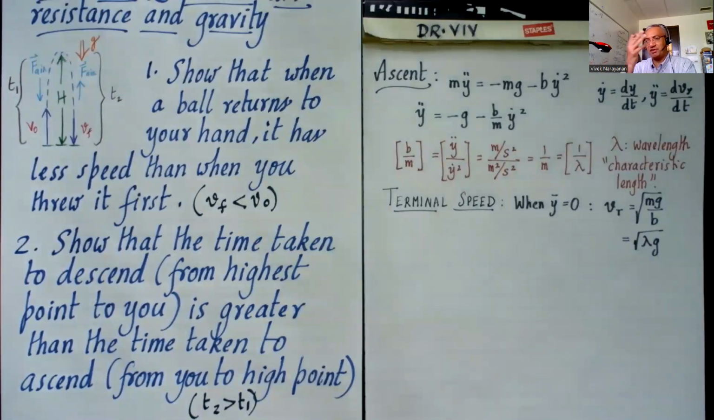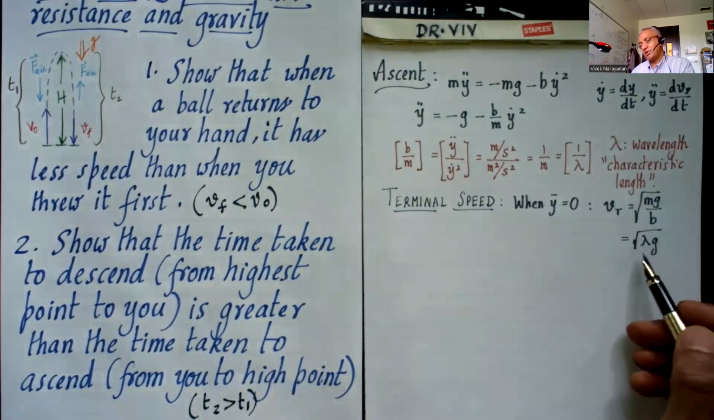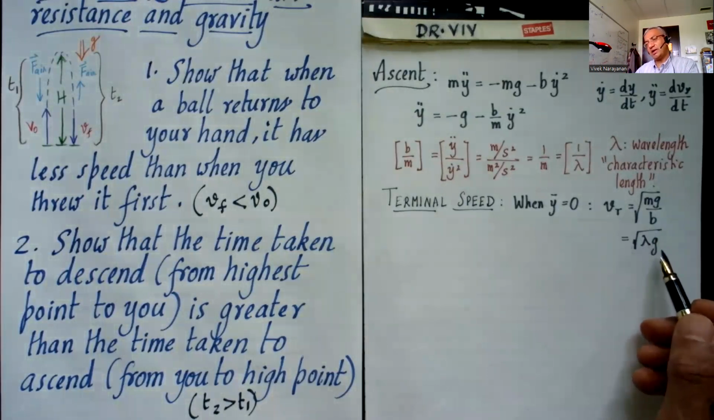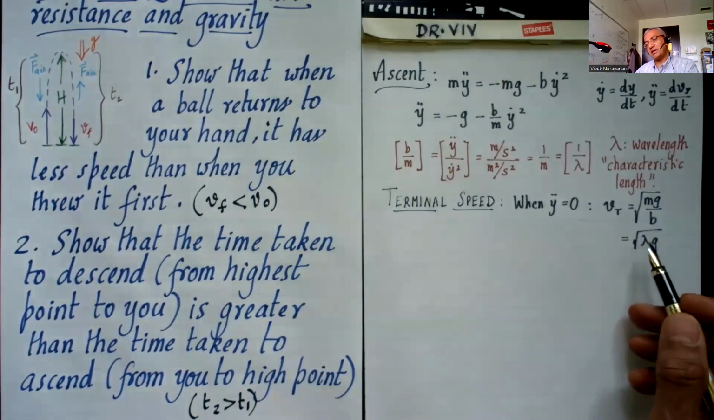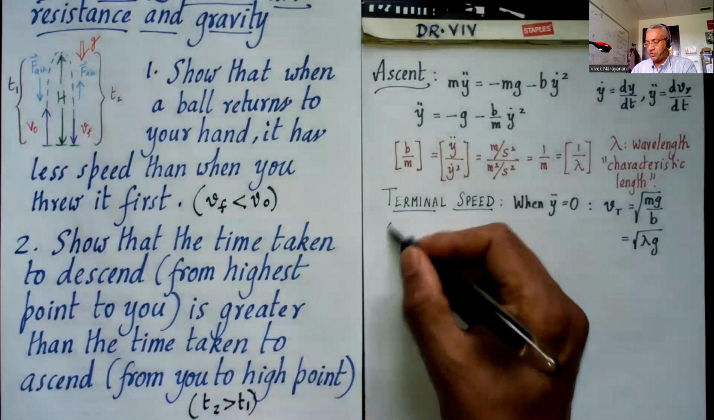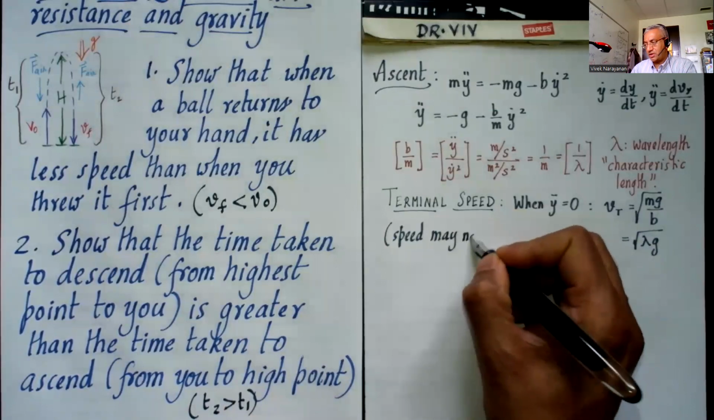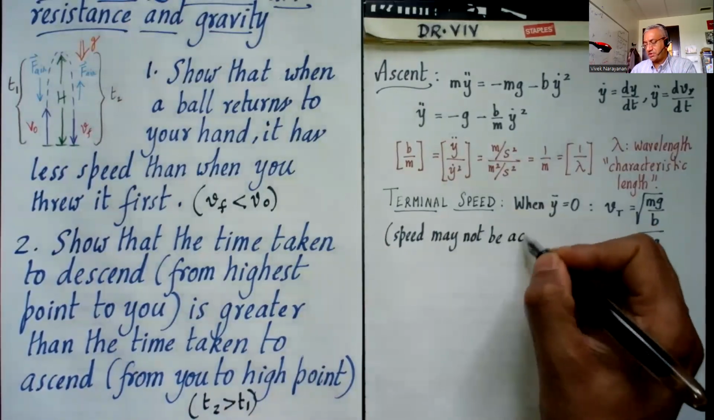So if you jump out of a plane without a parachute, 200 miles an hour, you don't go faster than that. That's very little consolation for someone who is engaged in this exercise. But anyway, that's the terminal speed, and writing it in terms of R lambda, I get the square root of lambda times g. Observe it makes sense because g is meters per second squared, lambda is meters. So that's going to be the square root of meters squared per second squared, which is indeed some kind of velocity. So I'll put this cautionary note here. The speed may not be actually achieved.